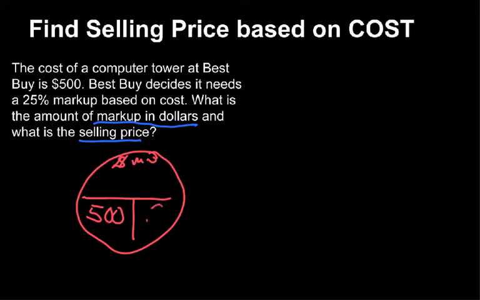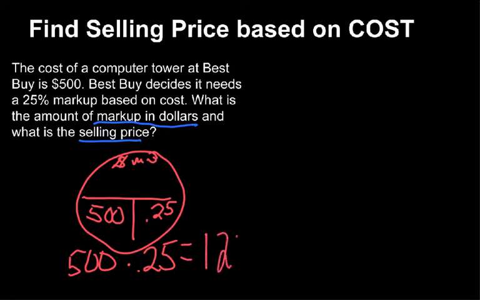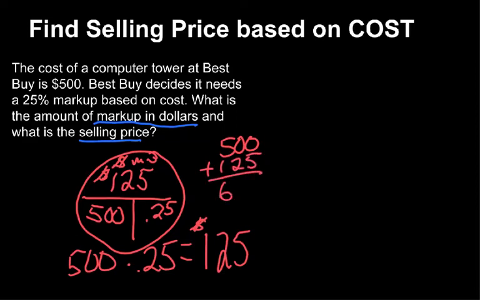So I'm going to use 25% as a decimal, and we're going to multiply. So 500 times 0.25, and we get 125, which means $125 is our dollar markup. Now if I wanted to know selling price, I'd have to add the markup to the cost, so we'd have to say 500 plus 125 gives you $625. So Best Buy is going to charge you $625 for that computer tower.